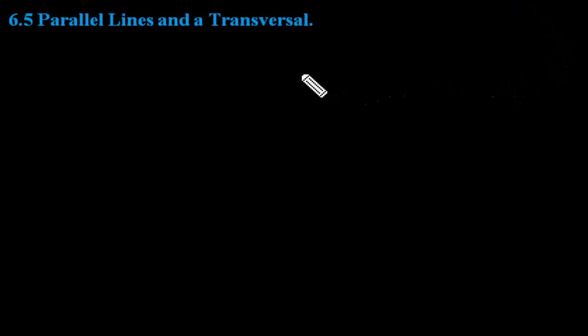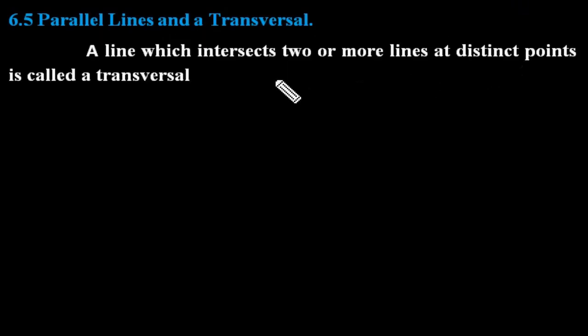Hi students, in the earlier section we have discussed linear pairs and angles. Now we are going to study parallel lines and a transversal line. A line which intersects two or more lines at distinct points is called a transversal line.